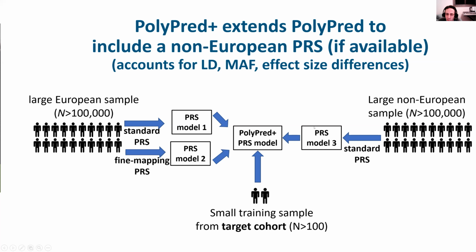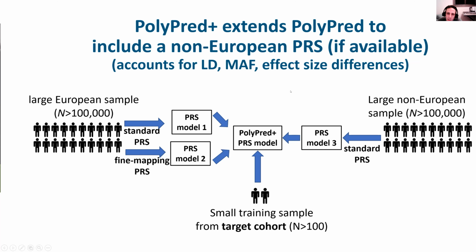And this linear combination of these two or three PRS models could ideally be fine-tuned to the specific properties of this specific data set. I don't think I can say anything more specific than that, but I will show you results in a few slides, and I hope this will make things clearer.